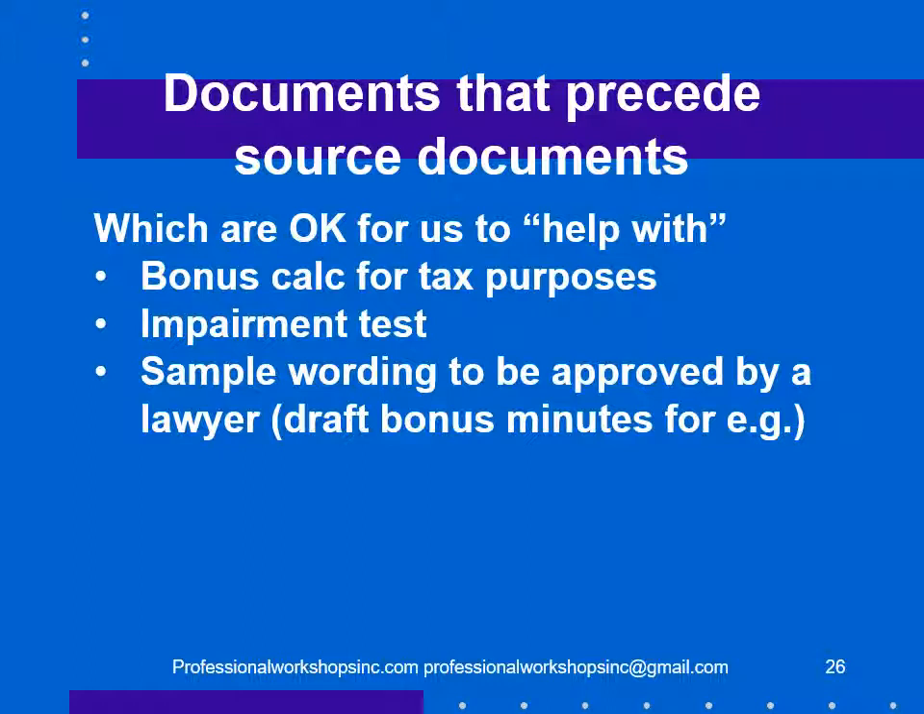Now, this is an interesting linguistic differentiation. There are documents that precede source documents. So we're not allowed to prepare source documents, but it's okay if we help with documents that precede source documents. And so some of those things would be a bonus calculation for tax purposes.